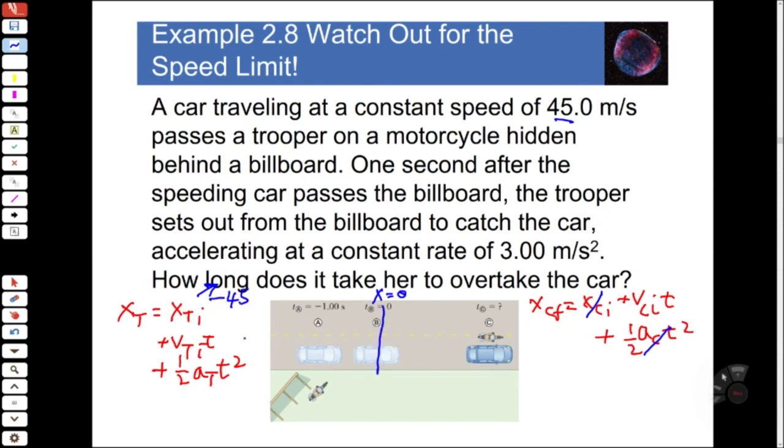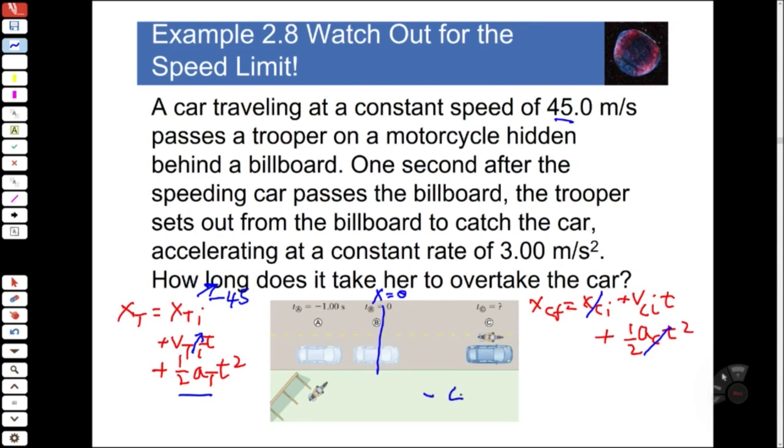So it should be minus x5. It accelerates. The initial velocity is 0, and it accelerates at 3 meters per second squared. So you have this to catch this one. The position of the trooper should equal that of the car.